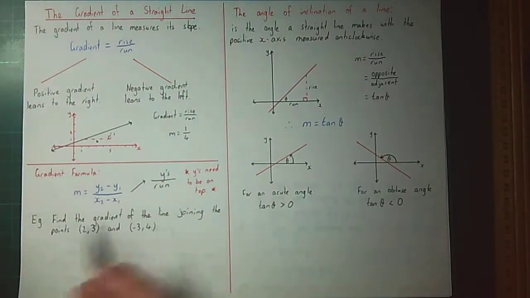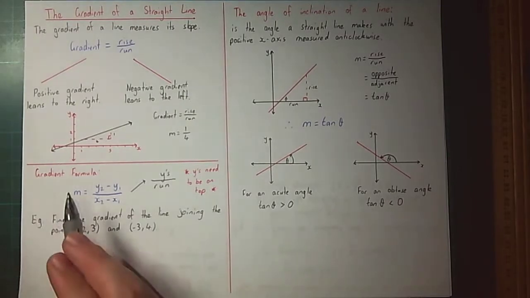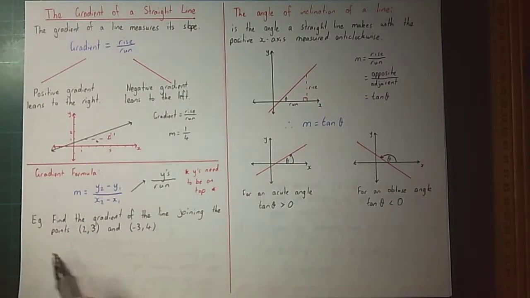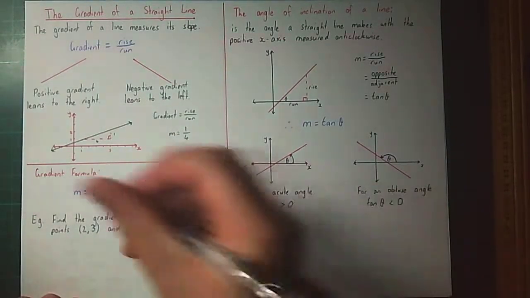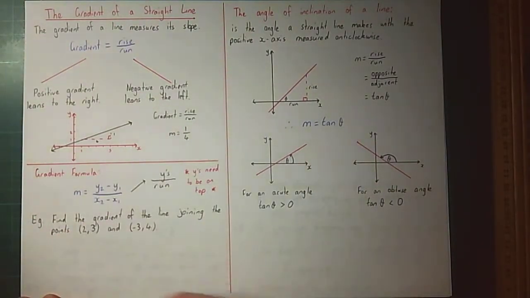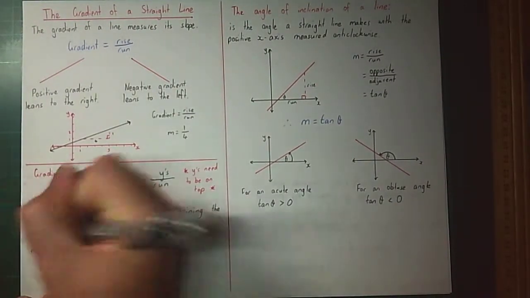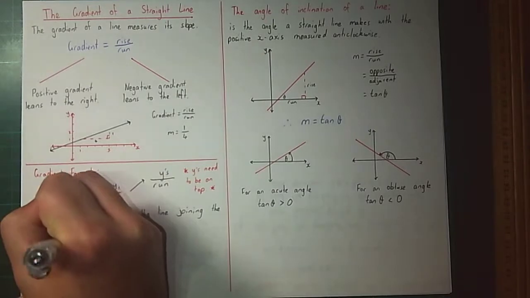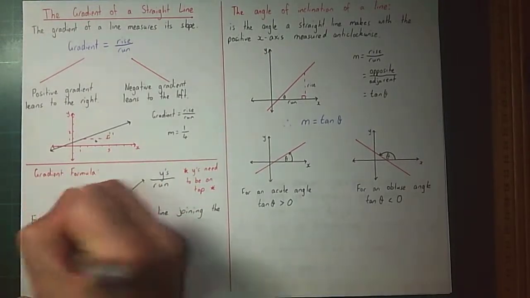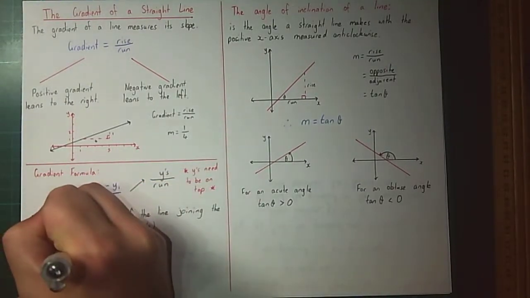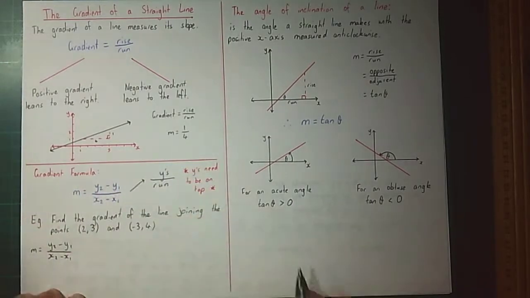Now, we'll do this example to use this gradient formula. It says, find the gradient of the line joining points (2, 3) and (-3, 4). So we'll give this one a go. First of all, I'm going to copy down this formula to help us remember what we need to put in. We have m is equal to (y2 - y1) over (x2 - x1).